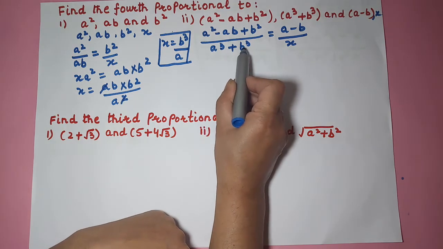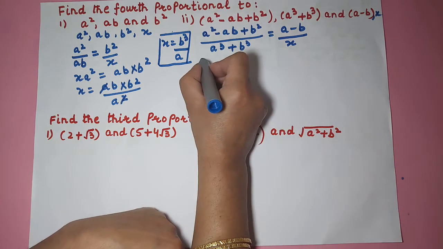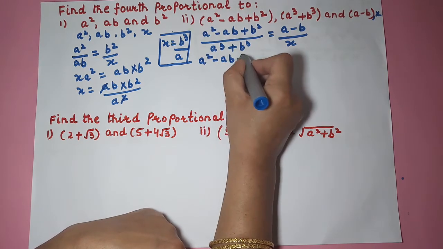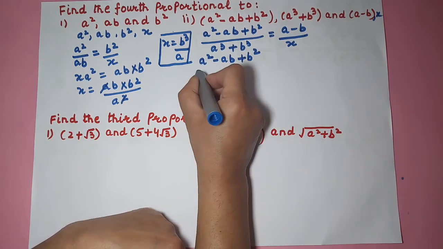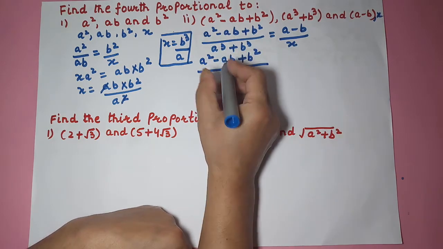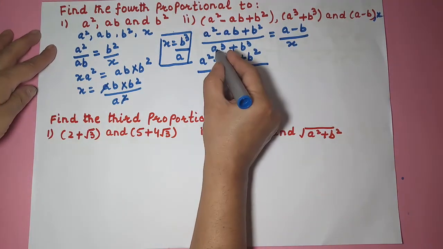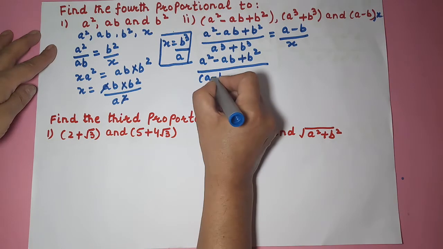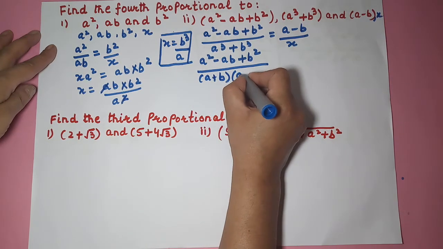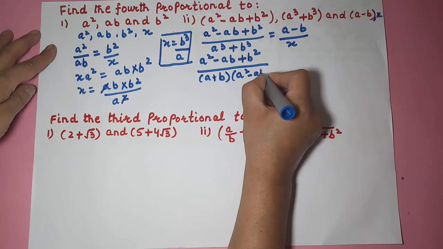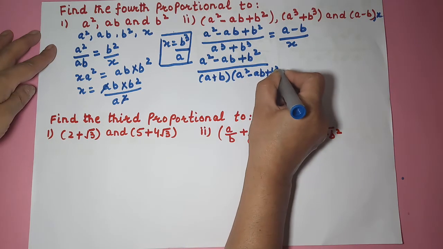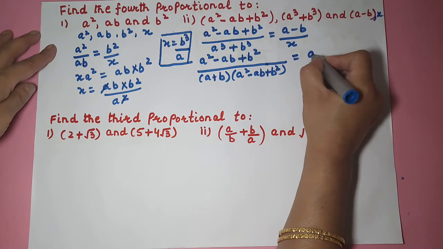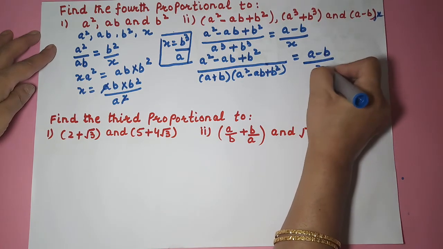And we know how to expand this. We'll write the numerator as it is, a square minus ab plus b square, but we will expand the denominator. How? A cube plus b cube is equal to a plus b into a square minus ab plus b square. We have done these identities in standard 9 also. So this is equal to a minus b upon x.